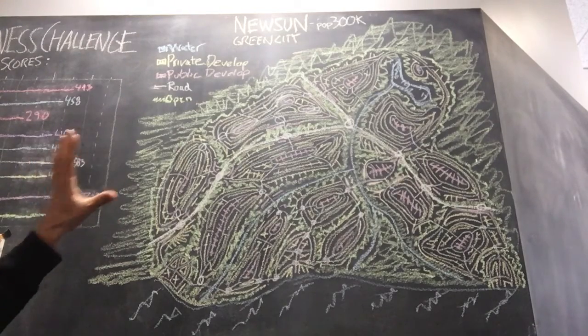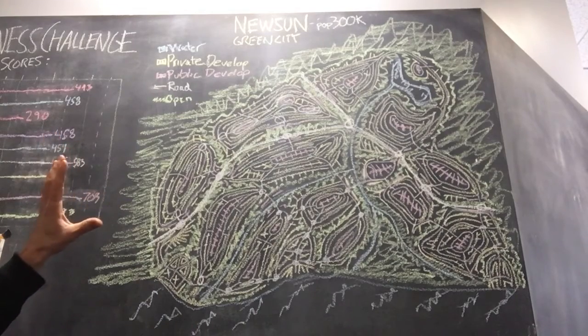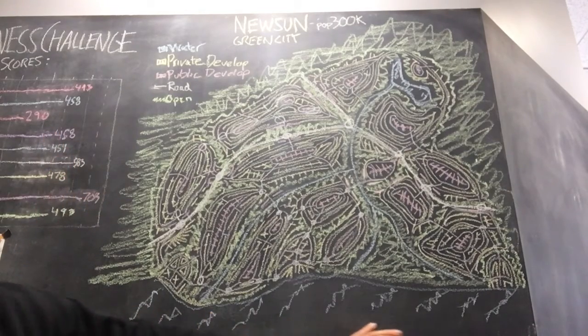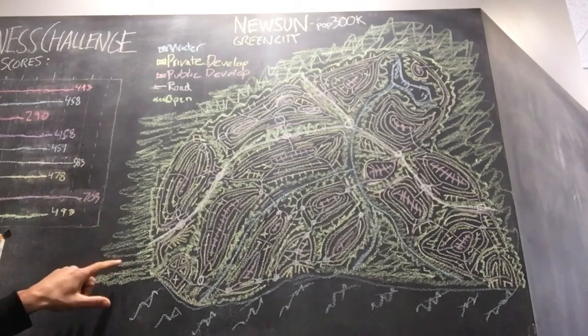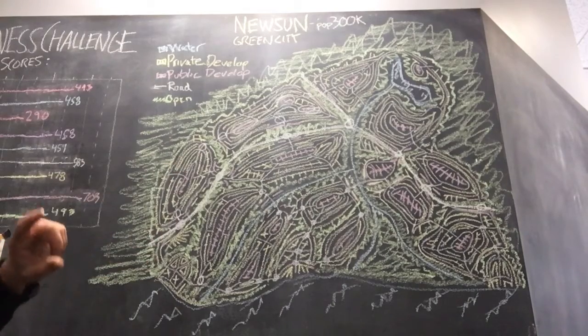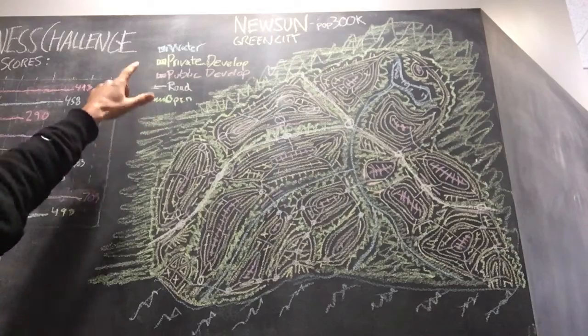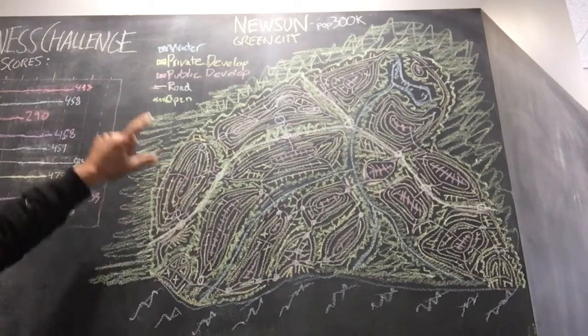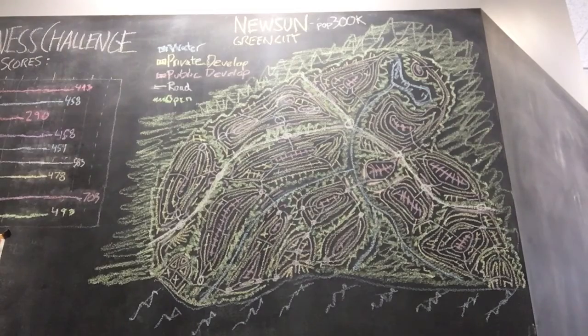So this is Newsun, population 300,000. Newsun is on the ocean here, and you'll notice that the green is any kind of open space, the white lines are roads, the purple is public development, the yellow is private development, and blue is the waterways.